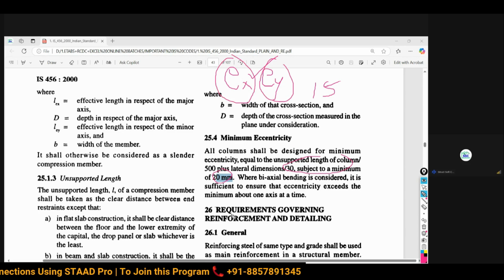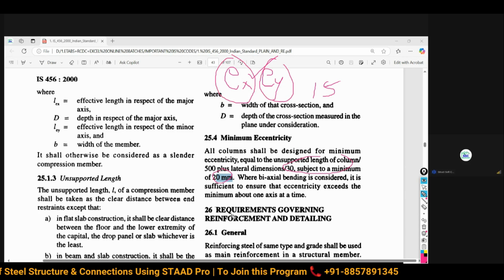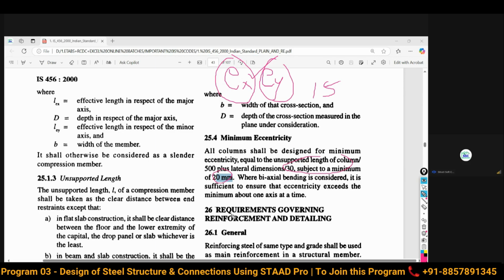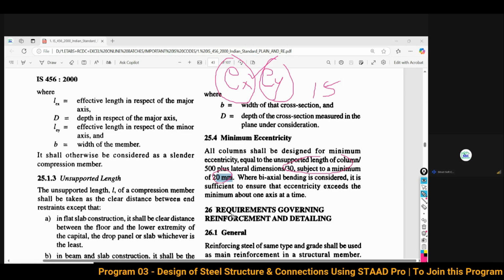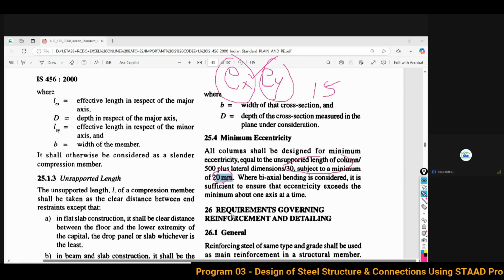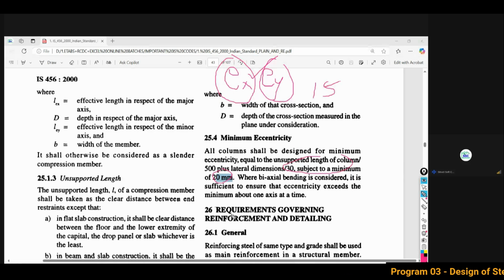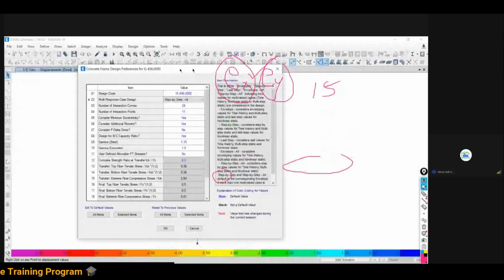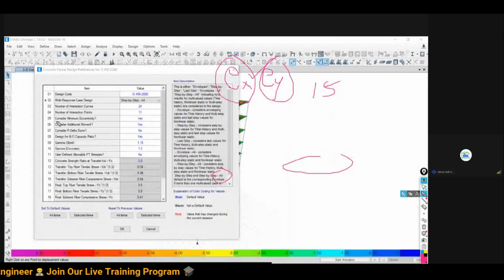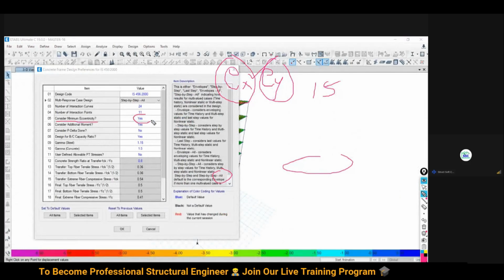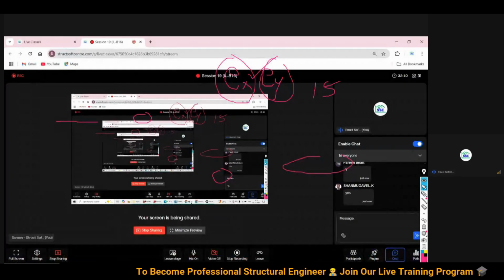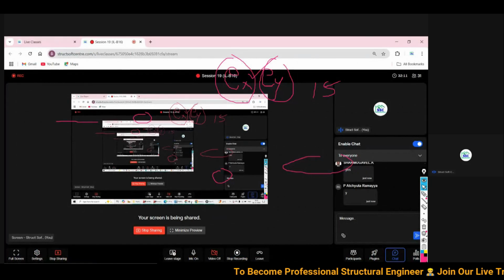So you are not allowed to design any column as purely axially loaded. Every column you have to design either uniaxially or biaxially, so there will be no consideration of a purely axially loaded column. Are you getting my point? Yes or no? Here one option has been given, consider minimum eccentricity. So tell me, should this option be yes or no? Tell me fast. It should be yes. Okay, this should be yes.